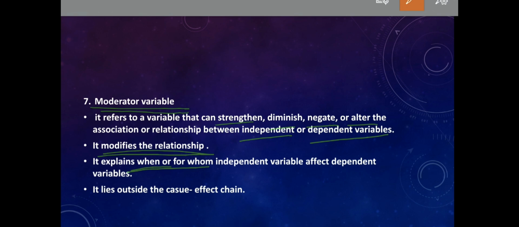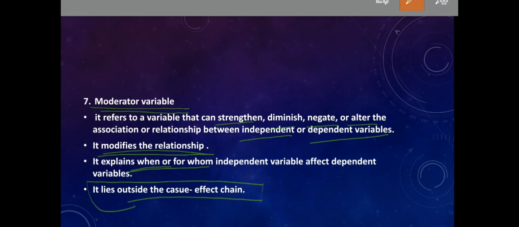It lies outside the cause and effect chain. Remember: the irrelevant variable that is not controlled is the extraneous variable, and the variable that lies outside the cause and effect is the moderator variable. These two are important variables. Then you know dependent, independent, constant, confounding. Those are the variables.